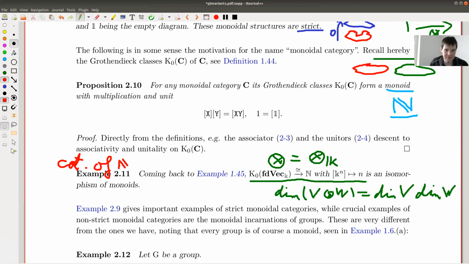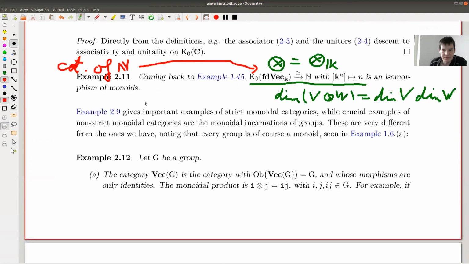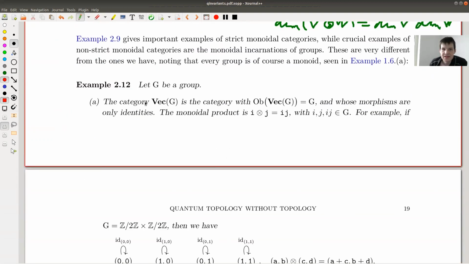I really can't draw the symbol for the natural numbers. So Vect is a categorification. So finite dimensional vector space is a categorification of natural numbers. So let me give you an important example, which is very different in flavor than the ones we had before. It's easy, it's very easy, but it's very different.